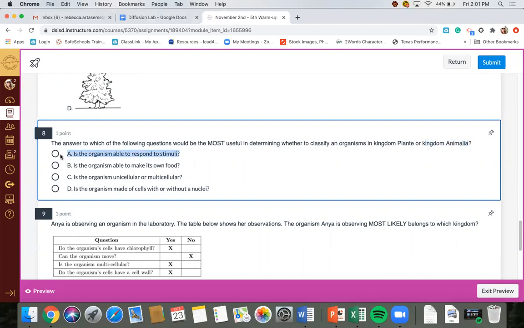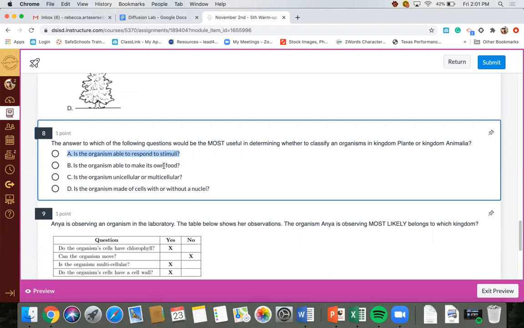And so remember, if it's an organism, it's considered alive and it has the 7 characteristics of living things. One of those is that it has to be able to sense and respond to the environment, or respond to a stimulus. All organisms that are alive have to do that. So that's not going to differentiate between our kingdom Plantae and our kingdom Animalia. So it's not A.